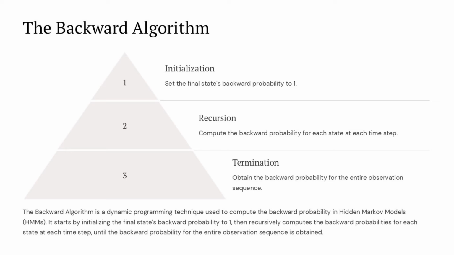Then it recursively computes the backward probabilities for each state at each time step. This continues until the backward probability for the entire observation sequence is obtained. The key steps are initialization, recursion, and termination. Initialization sets the final state's backward probability to 1. Recursion computes the backward probabilities for each state at each time step. Termination gives us the backward probability for the entire sequence.